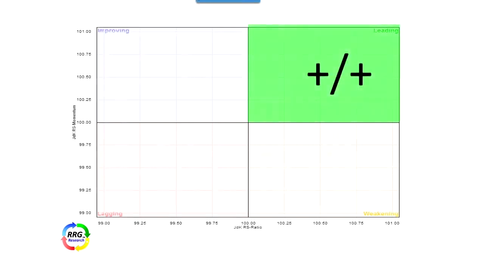sectors that are above 100 on the RS ratio and above 100 on the momentum line in the top right-hand leading quadrant. This means that the trend is up, because the RS ratio line, the red line, is above 100. And that trend is still being pushed higher by strong momentum, because the momentum line is still above 100.